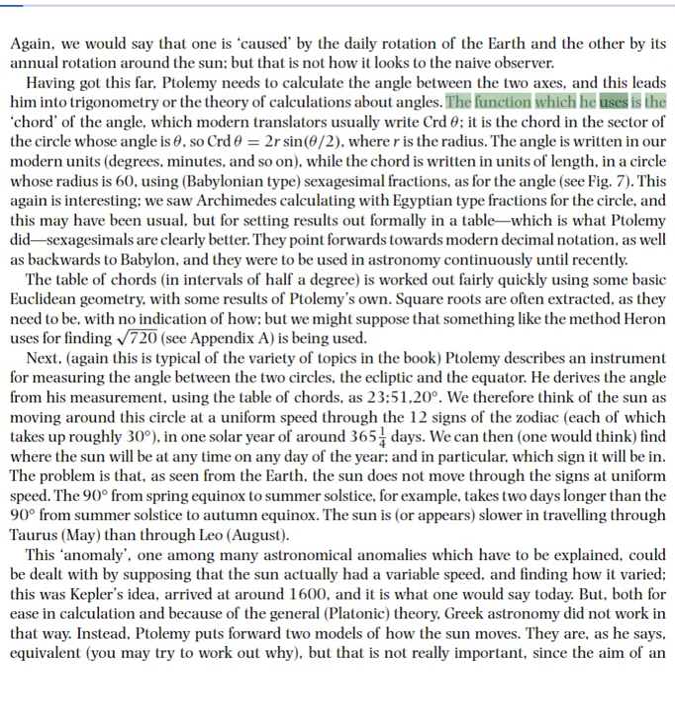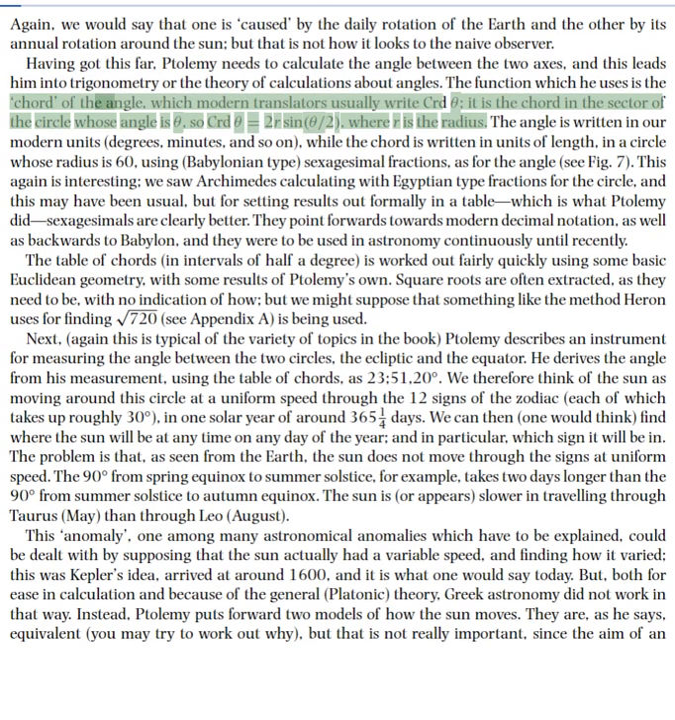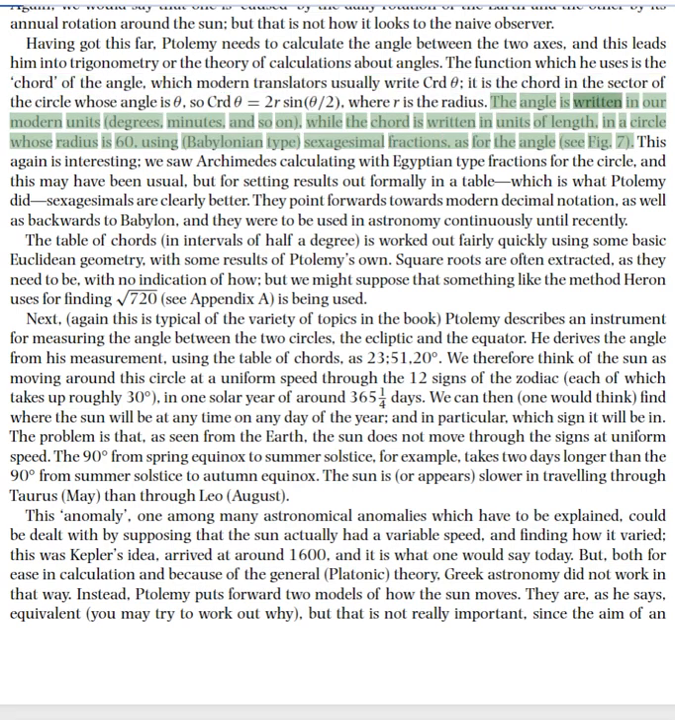The function which he uses is the chord of the angle, which modern translators usually write CRD theta. It is the chord in the sector of the circle whose angle is theta, so CRD theta equals 2 r sin, where r is the radius. The angle is written in our modern units, while the chord is written in units of length, in a circle whose radius is 60, using sexagesimal fractions, as for the angle.